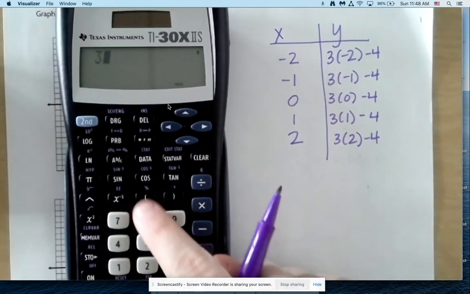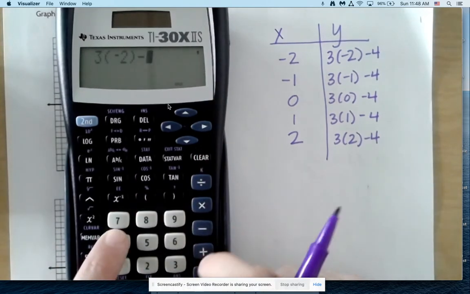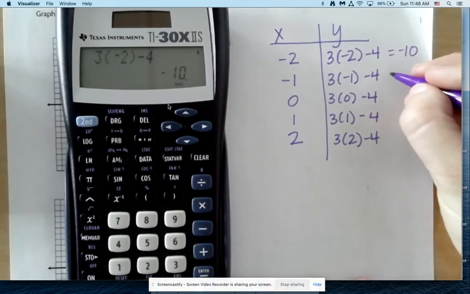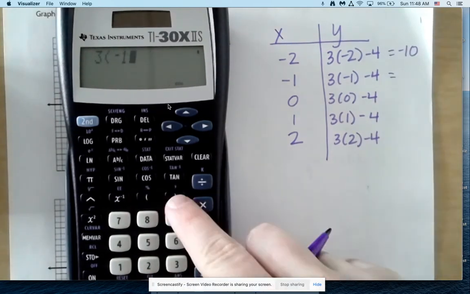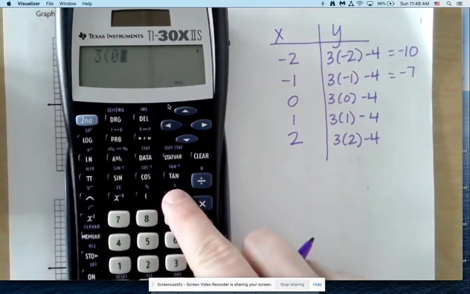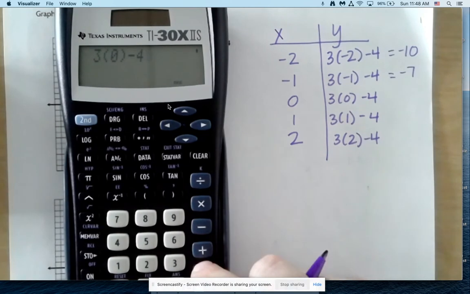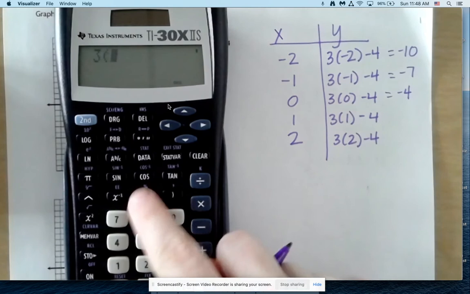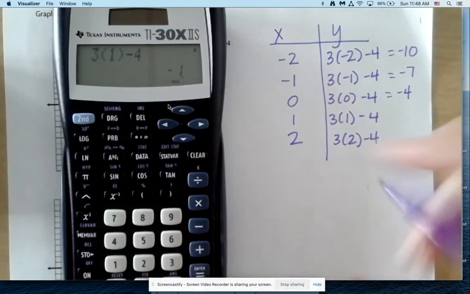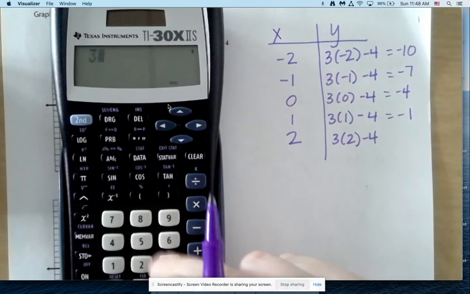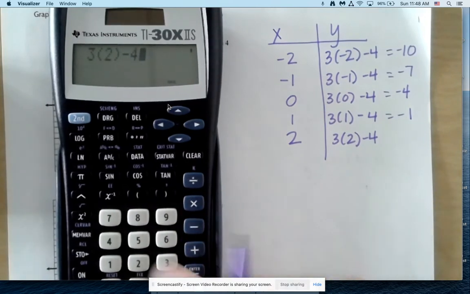3 times negative 2 minus 4, negative 10. 3 times negative 1 minus 4, negative 7. 3 times 0 minus 4, negative 4. 3 times 1 minus 4 equals negative 1. And our last one, 3 times 2 minus 4 is 2.